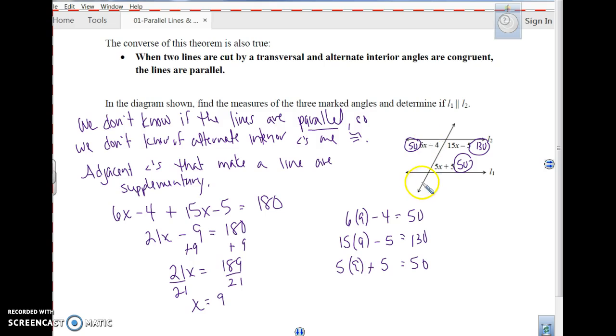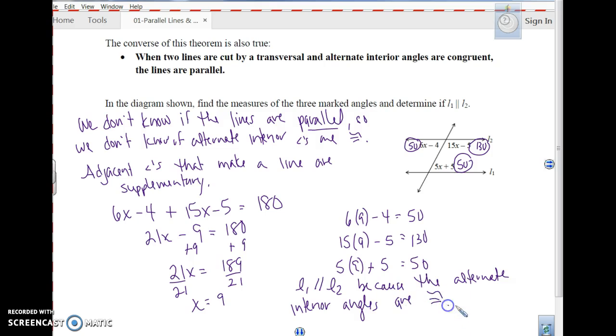So what does that tell me about these two lines? That they're going to be parallel. So that means L1 is parallel to L2 because the alternate interior angles are congruent. So if the alternate interior angles are congruent, then the lines must be parallel. All right, we could also say the same side interior angles are supplementary. These two right here add up to 180, so that makes these two lines parallel as well. All right, but the alternate interior works just well.